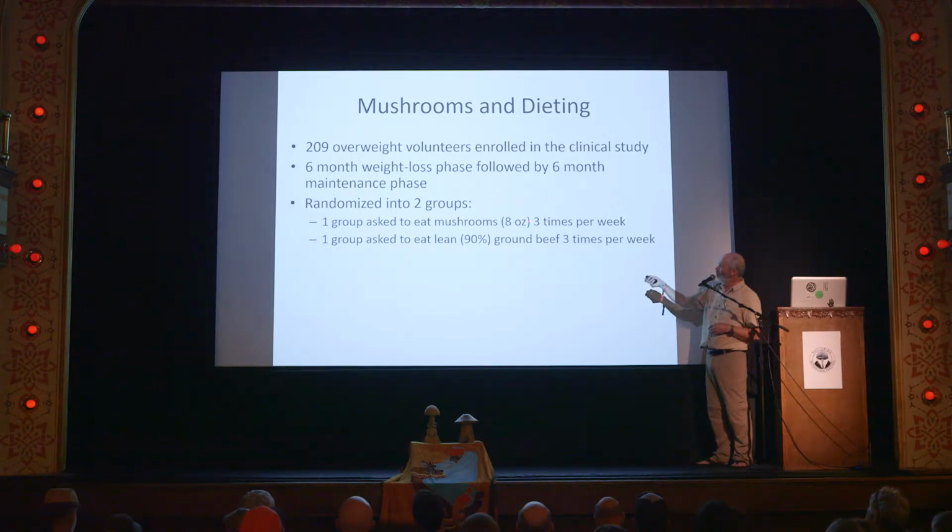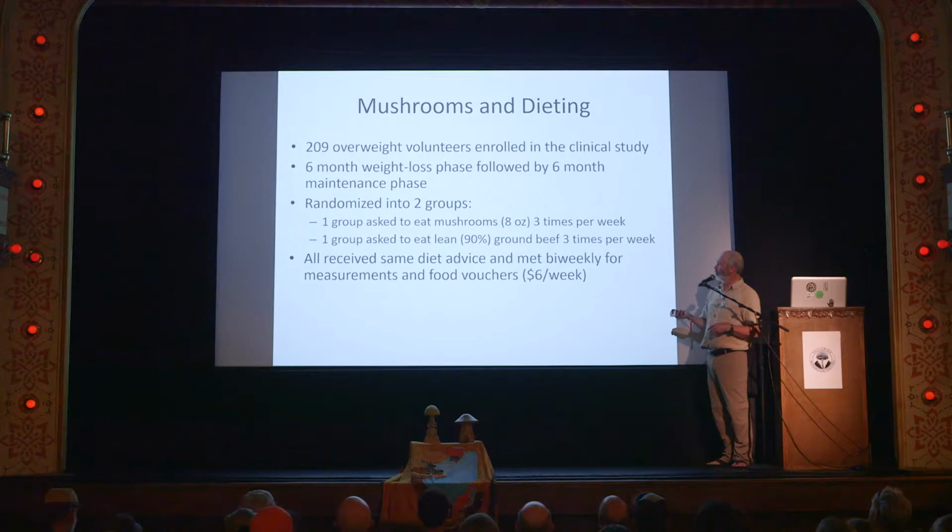The randomized aspect of it was that one group was asked to eat 8 ounces of mushrooms 3 times a week, and another group instead was asked to eat 90% lean ground beef 3 times a week, and they gave people vouchers to buy this stuff at the grocery store. It wouldn't go very far, but they gave them a little bit to encourage them to.